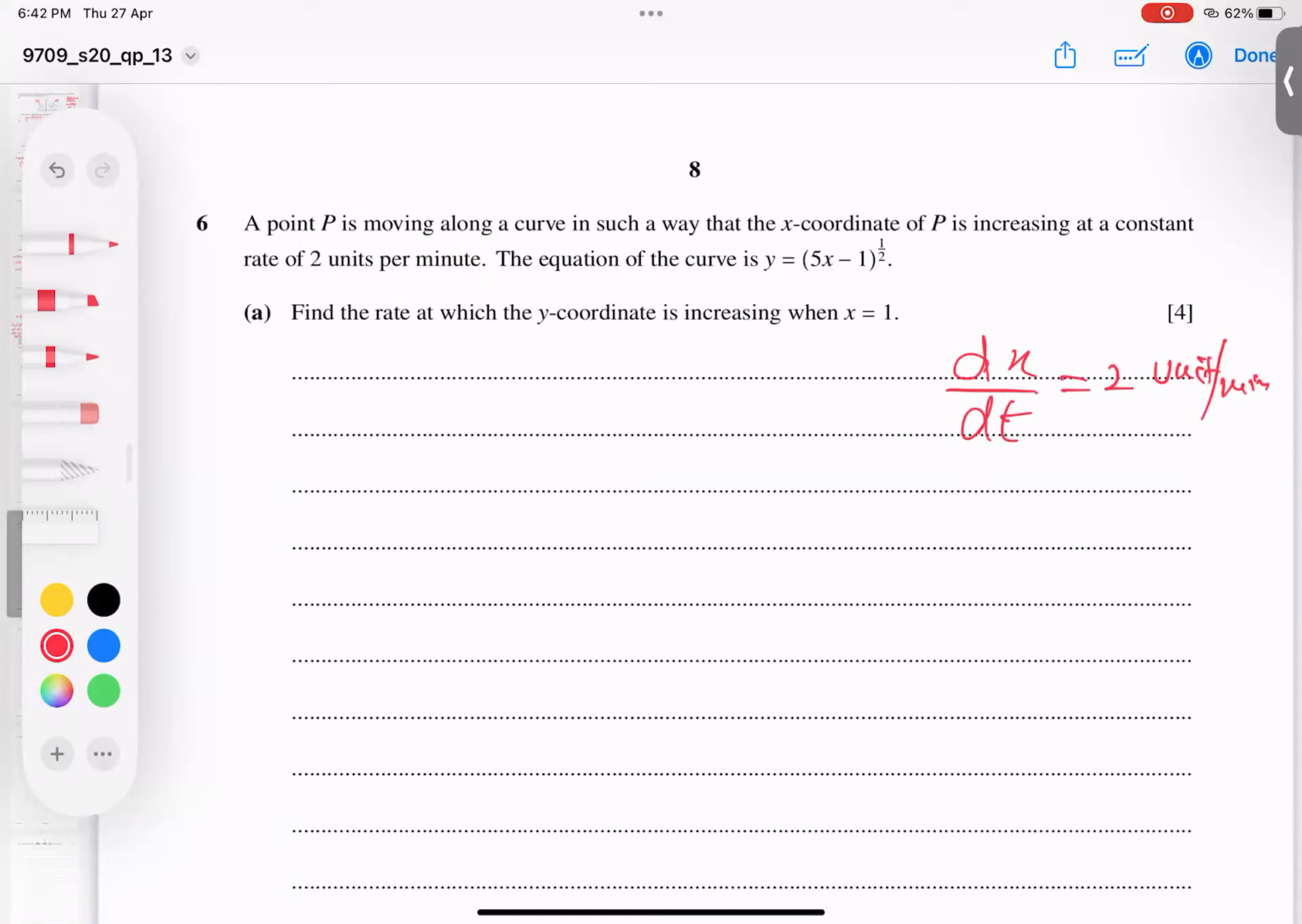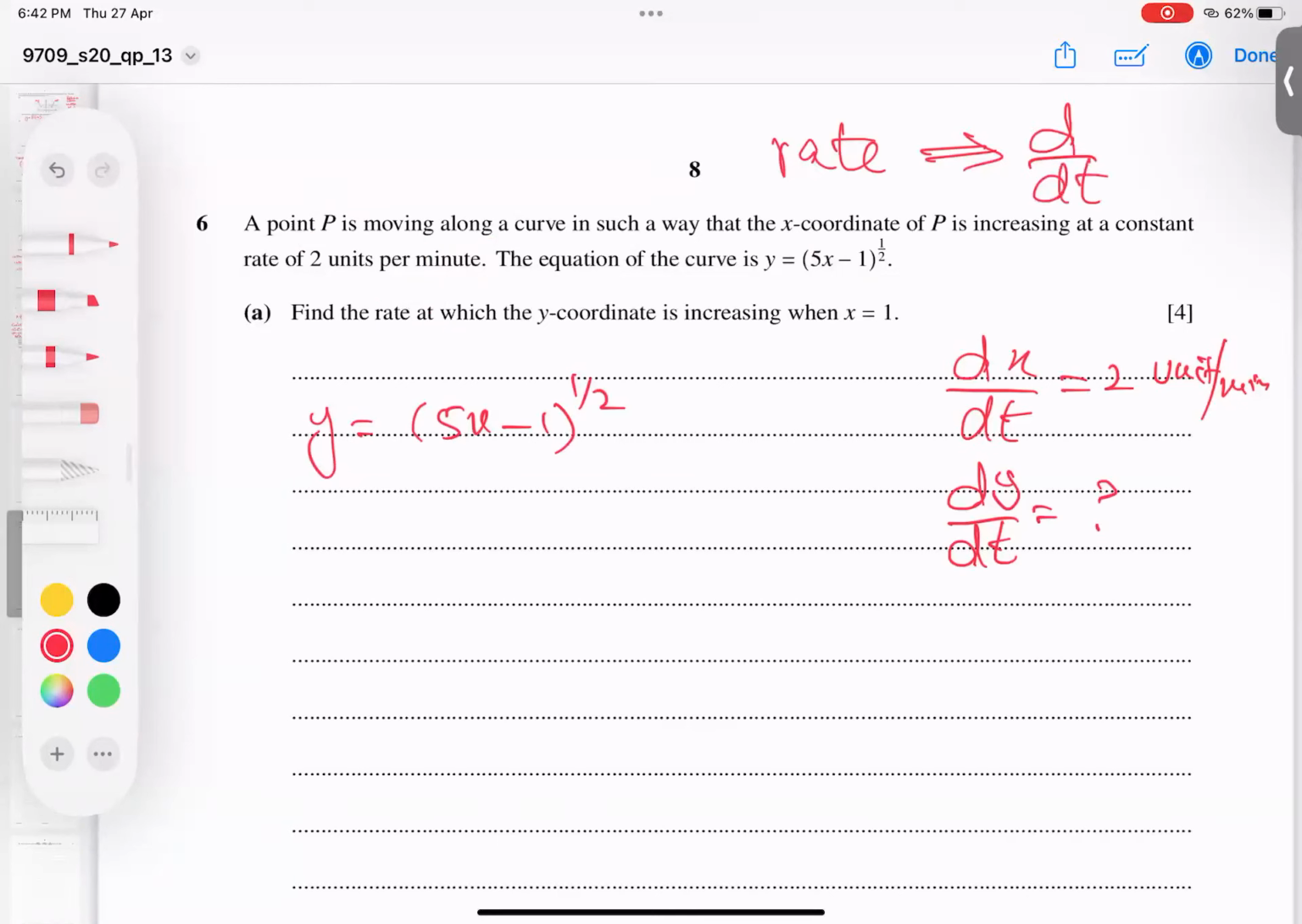Okay, the equation given is y equals (5x minus 1) to the power half. He's saying find the rate of increase of y when x is 1. So dy over dt is my question. Make sure that when rate of change comes, rate means d over dt.